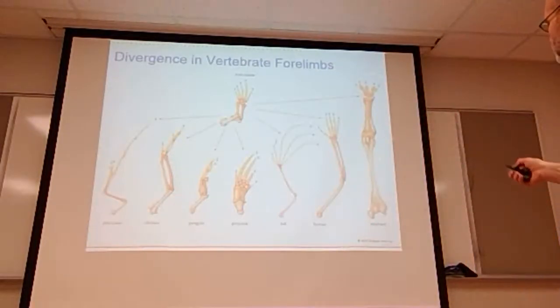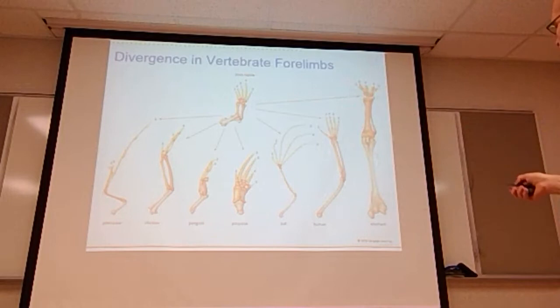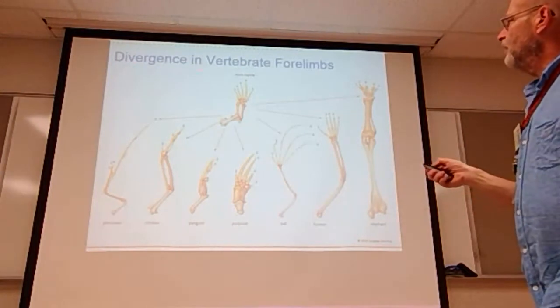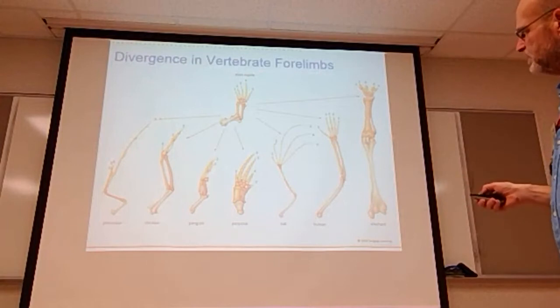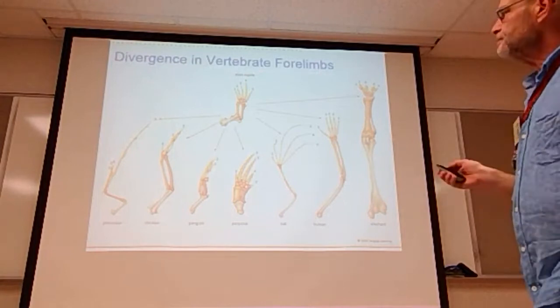And then, of course, we have the elephant. Again, what's this one used for? Reaching, grabbing, picking things up. The elephant, the front limb, used for walking. One bone, two bones. There's the collection of bones. And then 1, 2, 3, 4, 1, 2, 3, 4, 5 digits. So, divergence in the vertebrate forelimbs, all with the same basic structure, but for a multitude of different purposes.